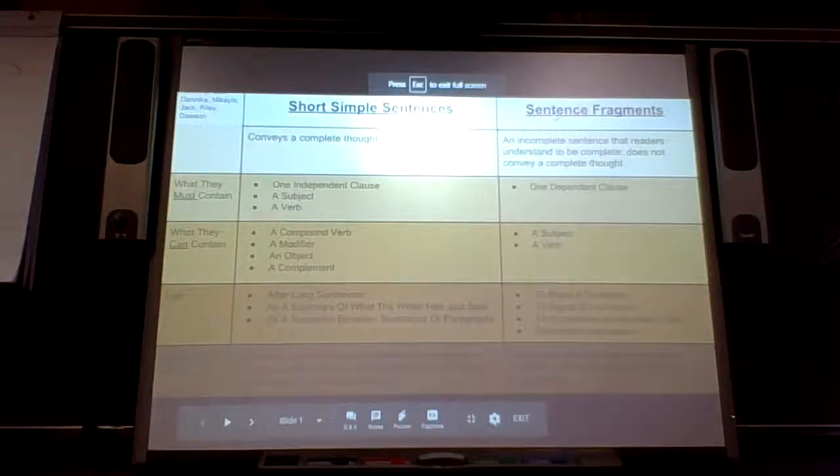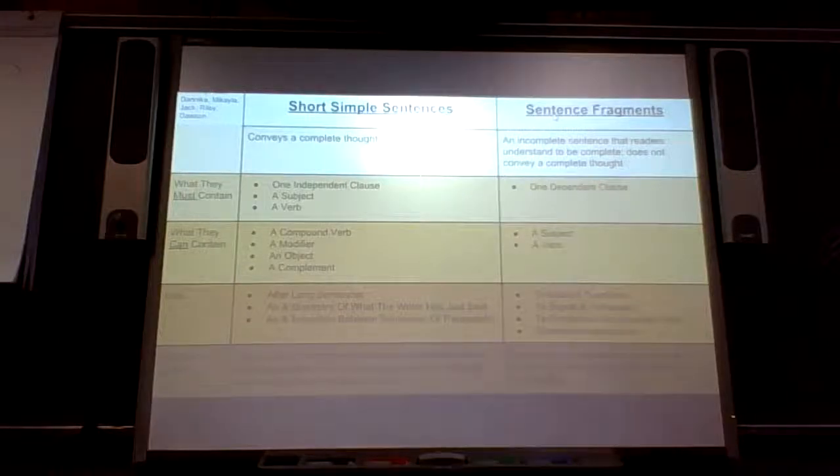That's copy paste. All right, we have short, simple sentences and sentence fragments. For the short, simple sentences, they always convey a complete thought. So the sentence always makes sense and you can understand it without other sentences around it. They have to have an independent clause, a subject, and a verb, and they can also add compound verbs, modifiers, objects, or complements. To use them, usually it's after a bunch of long sentences. There are summaries of what someone's already said, like in essays, and then it's just used as transitions.